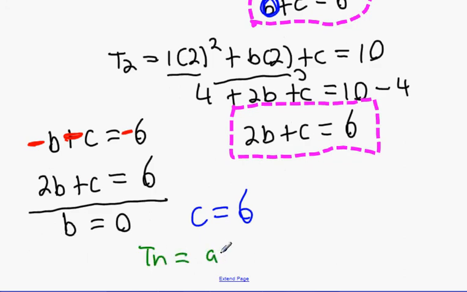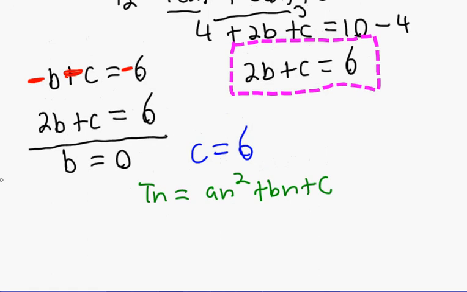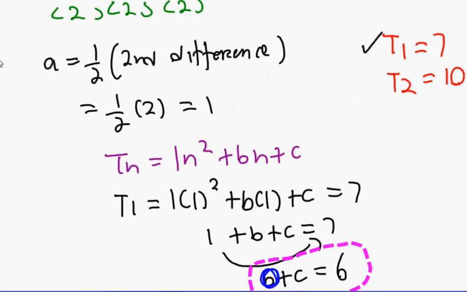Now, once again, write down your formula. Tn equals an squared plus bn plus c. Okay. Next one. What's a again? We said a is 1.